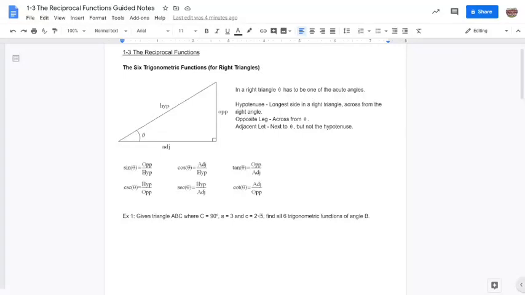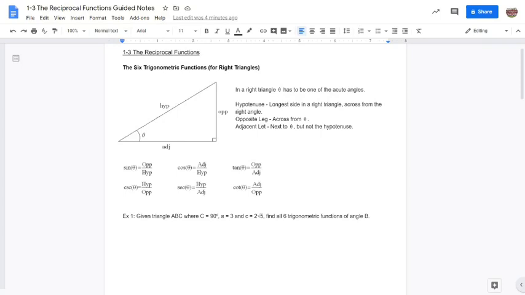Alright, let's continue our conversation on trigonometry by talking about reciprocal functions, and let's review all of them while we're here. So there are 6 trigonometric functions for right triangles. I put that because later on, or maybe not in this class, but probably in this class, you're going to learn that there's other ways to define sine, cosine, tangent without using opposite, hypotenuse, and adjacent.